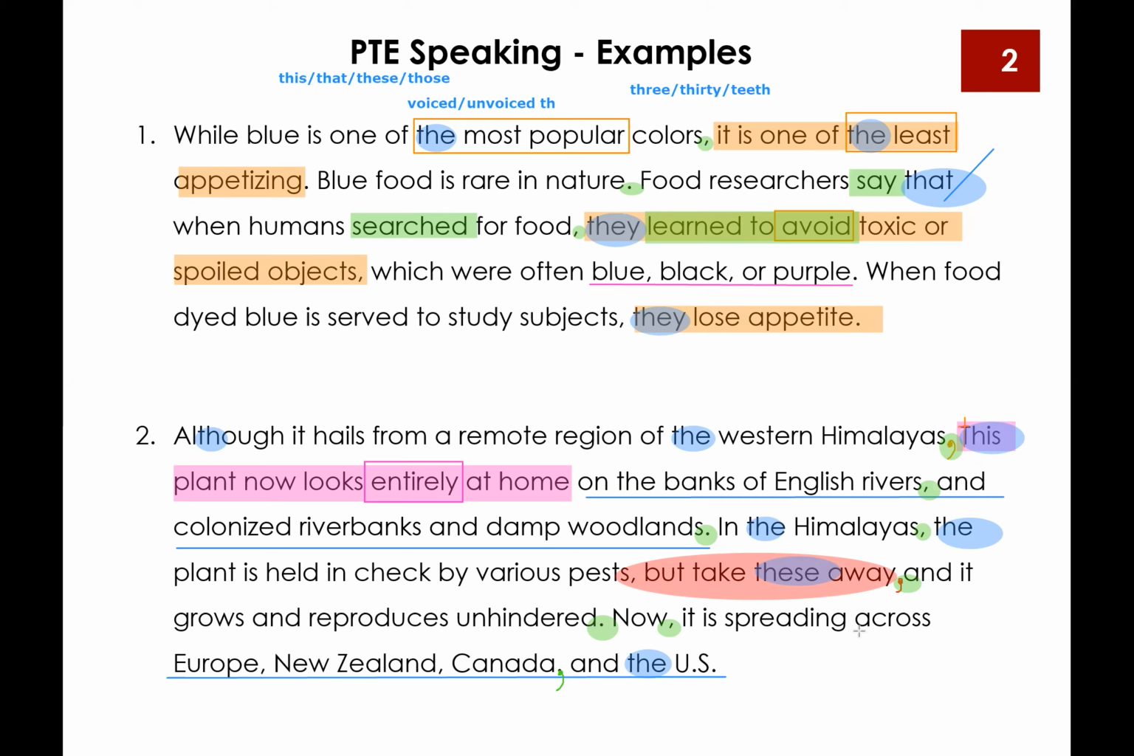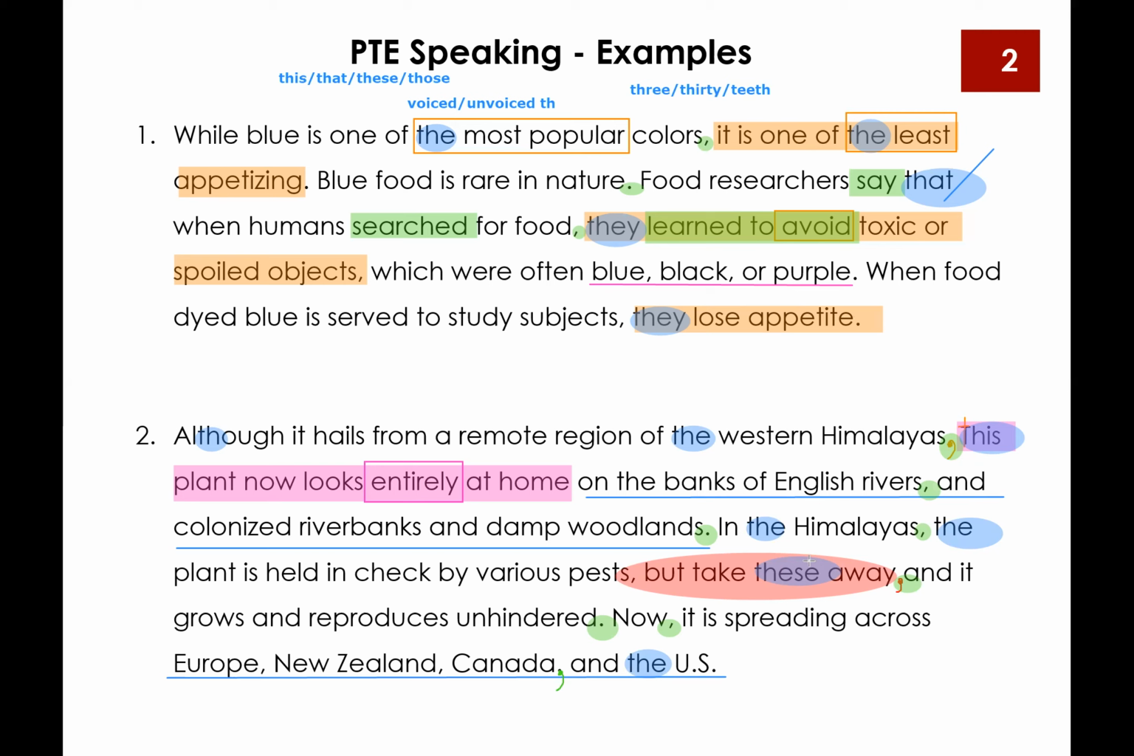Listen very carefully. Although it hails from a remote region of the Western Himalayas. So do you see how for prepositional phrases, I link every word so it stays connected? This plant now looks entirely at home on the banks of English rivers and colonized riverbanks and damp woodlands, right? That is a list. So be careful not to keep going down.